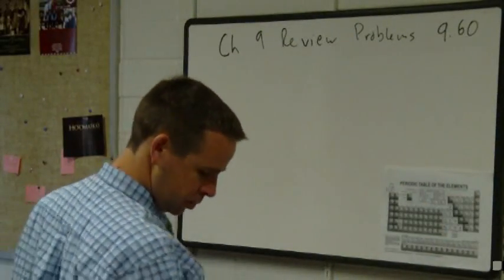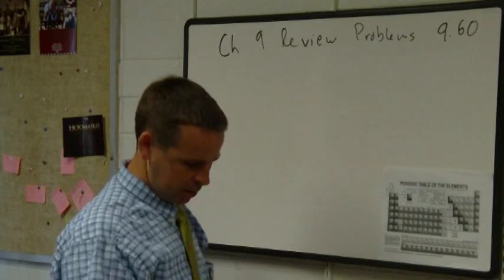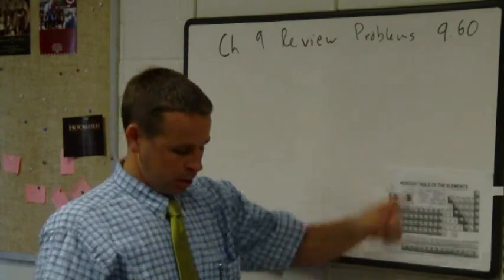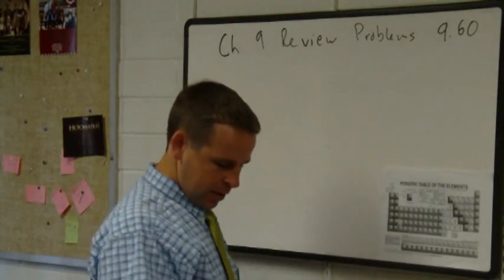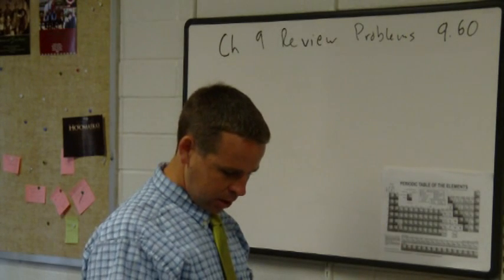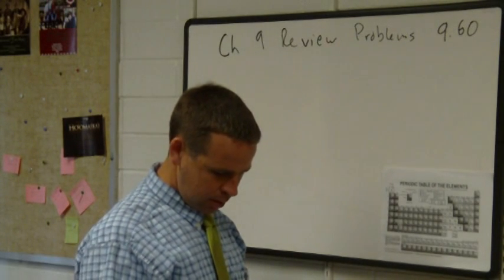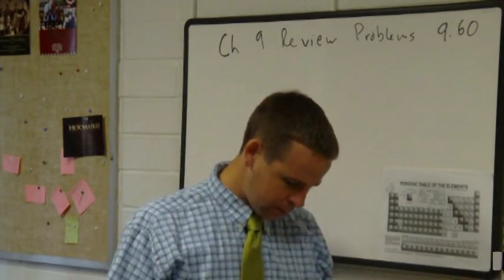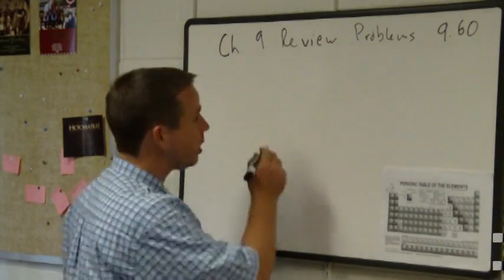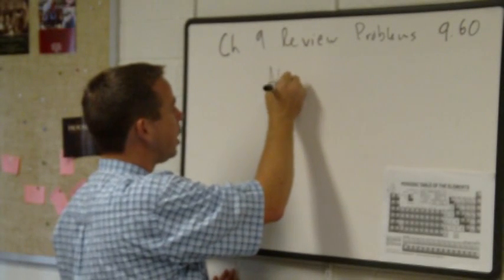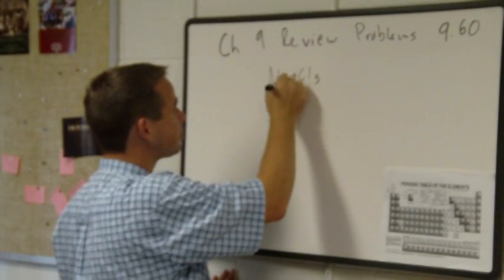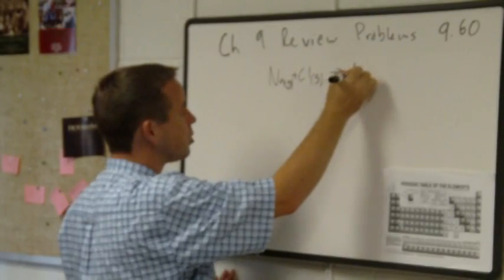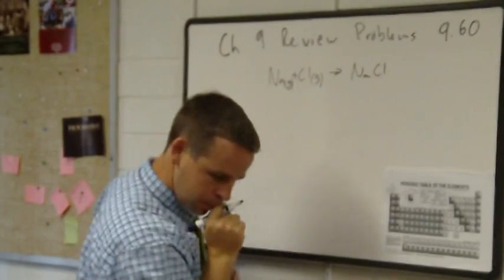All right, so chapter 9, number 60. Use the data from the tables of ionization energies and electron affinities on page 343 and 348 to calculate the energy changes for the following reactions. So we have sodium gas coming together with chlorine gas to form sodium chloride, solid.